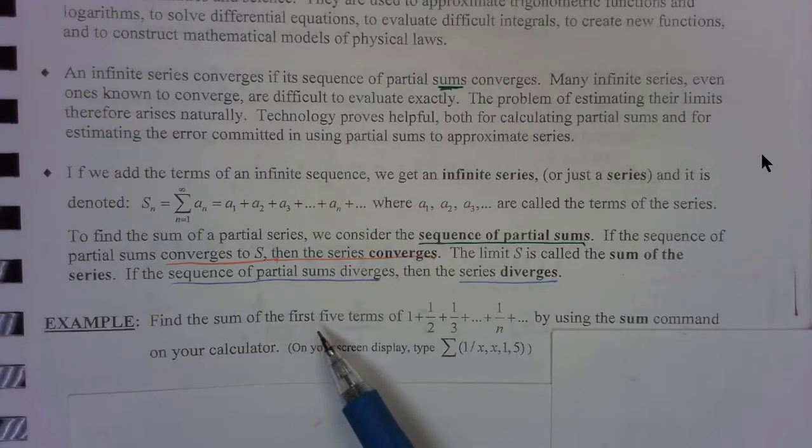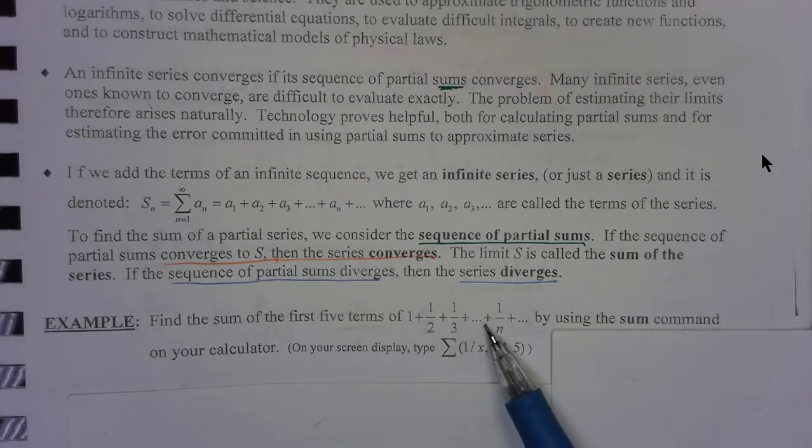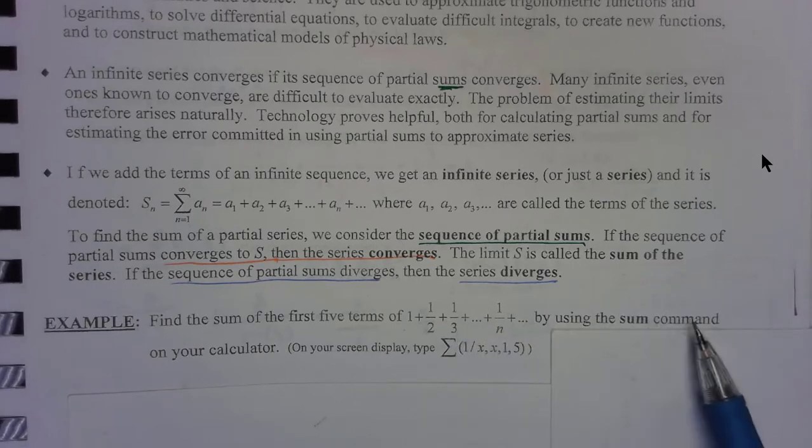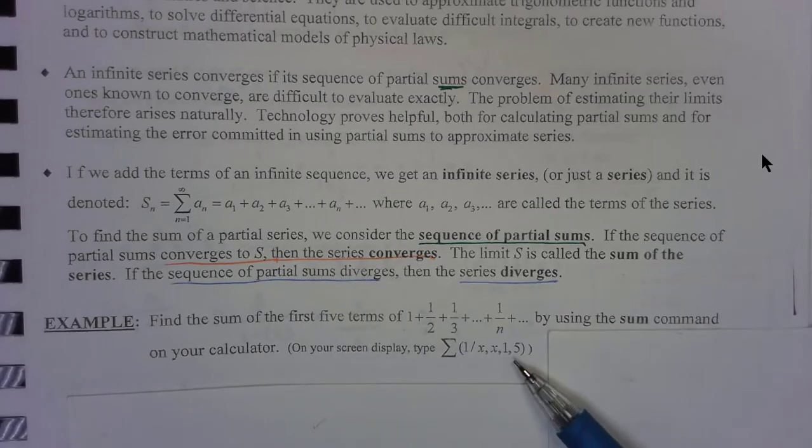Find the sum of the first 5 terms of 1 plus 1/2 plus 1/3 plus ... plus 1 over n plus ... by using the sum command on your calculator. So on your screen display, it is going to look like this. Now let's look at how we enter it.